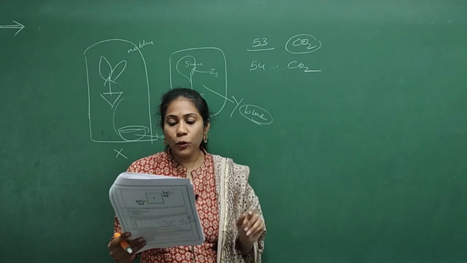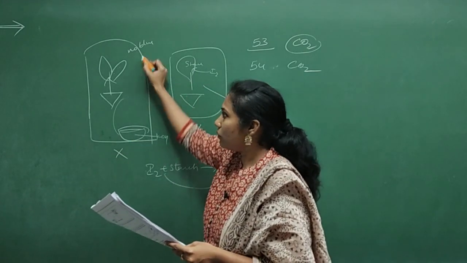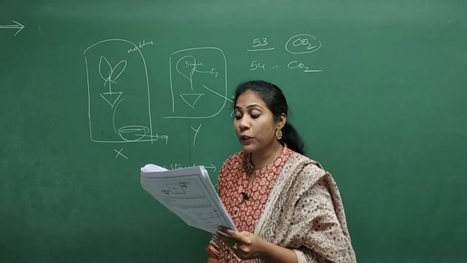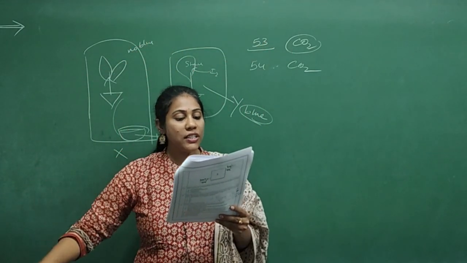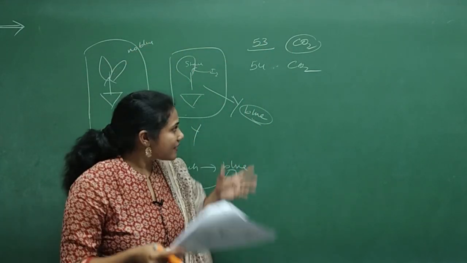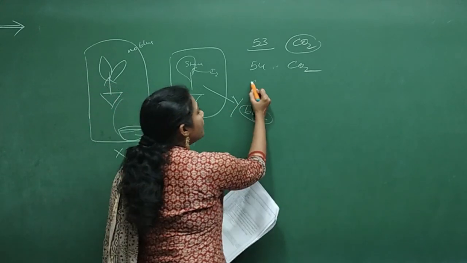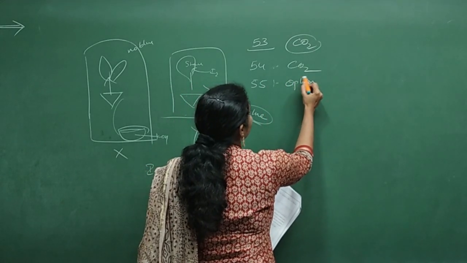So which is the option? Option A, blue black color would be obtained on the leaf of plant X. Is that so? No, right? Option B, blue black color would be obtained on the leaf of plant Y, and no change in the color on the leaf of plant X. That's true. So option B is correct for the 55th question.